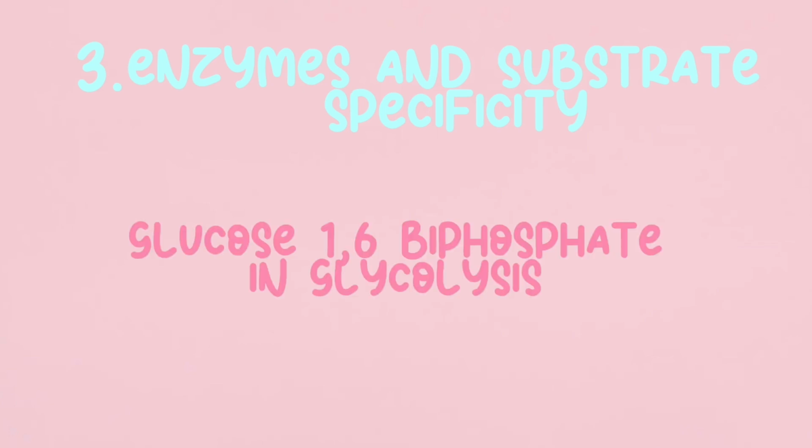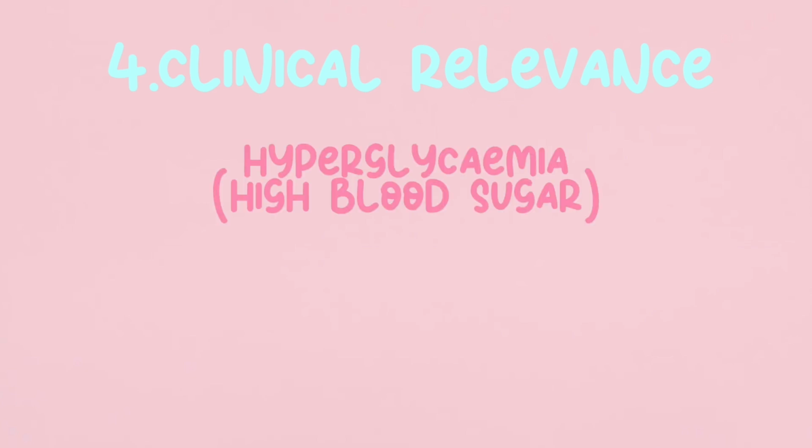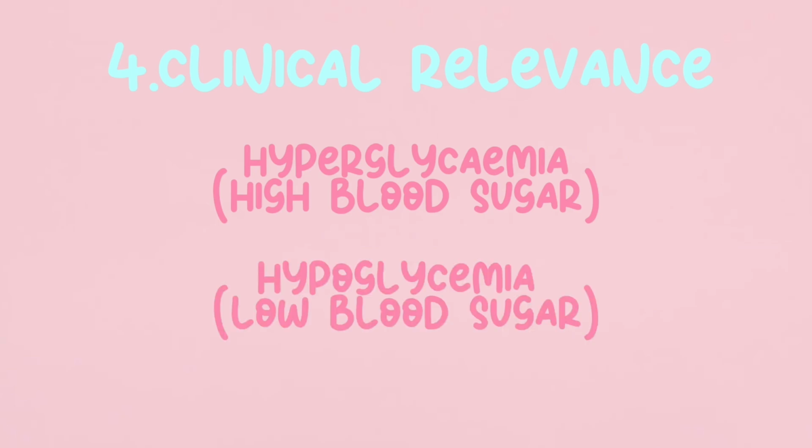3. Enzyme and substrate specificity. Names of enzymes and substrates reflect their functions, such as fructose 1,6-bisphosphate in glycolysis. 4. Clinical relevance. Misunderstanding terms can lead to misdiagnosis, like confusing hyperglycemia, high blood sugar, with hypoglycemia, low blood sugar.